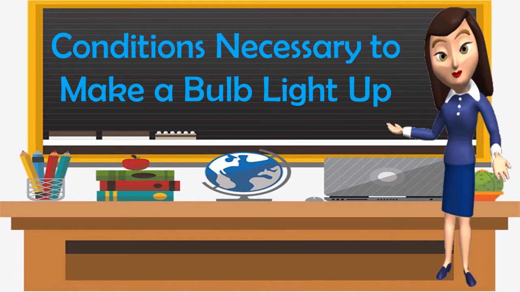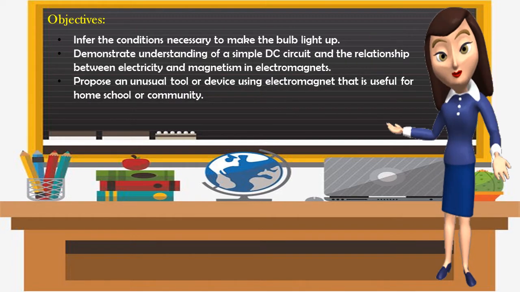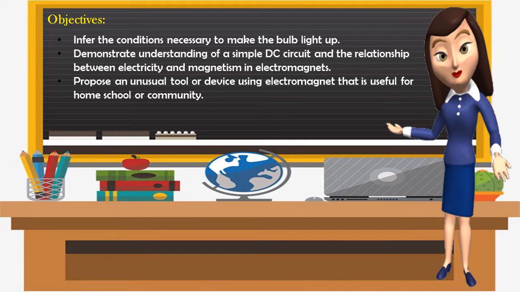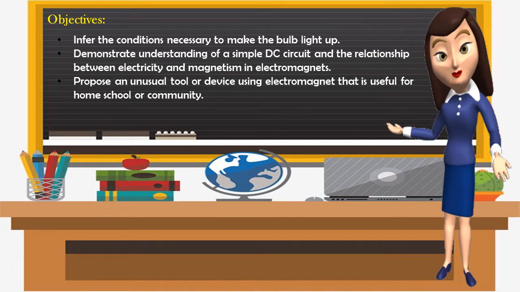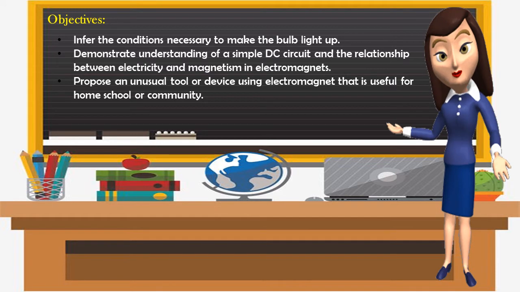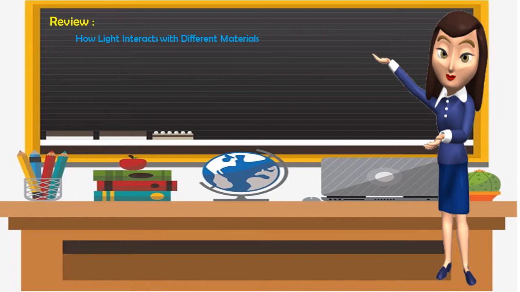Our lesson for today is about conditions necessary to make a bulb light up. The objectives of this lesson: you are expected to infer conditions necessary to make the bulb light up, demonstrate understanding of a simple DC circuit and the relationship between electricity and magnetism in electromagnets, and propose an unusual tool or device using an electromagnet that is useful for home, school, or community.